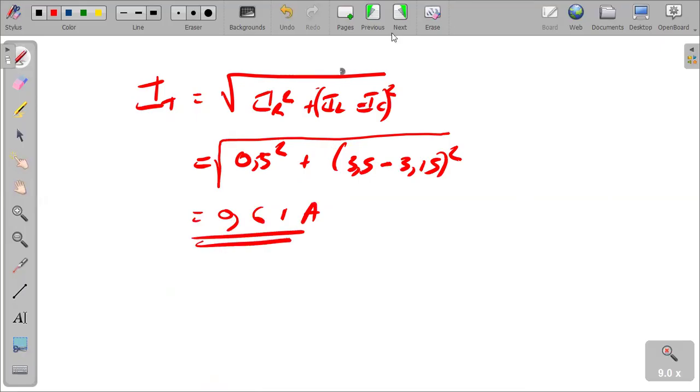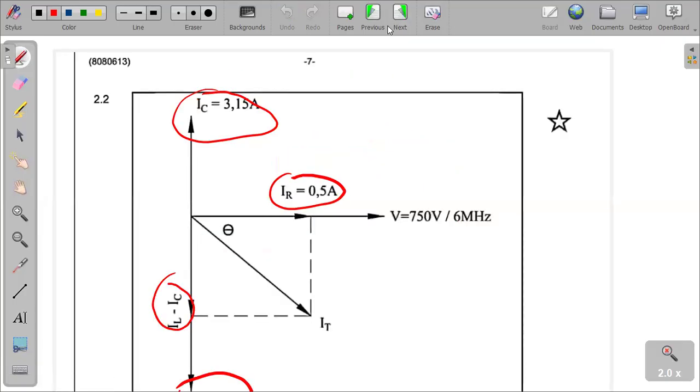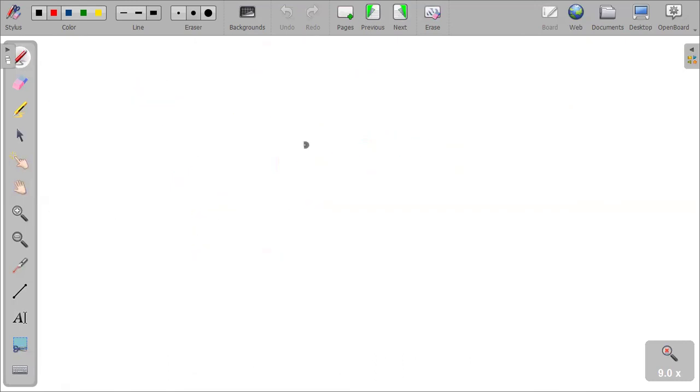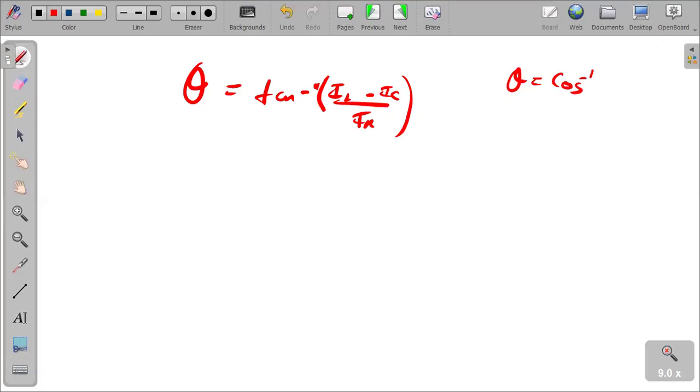The next question is now saying determine the phase angle. Right, for the phase angle, we can calculate the phase angle as theta is equal to arctan. Remember, it's a parallel connection. According to the information that we've been given, (IL minus IC) over IR, or theta is equal to arccos of IR over IT.